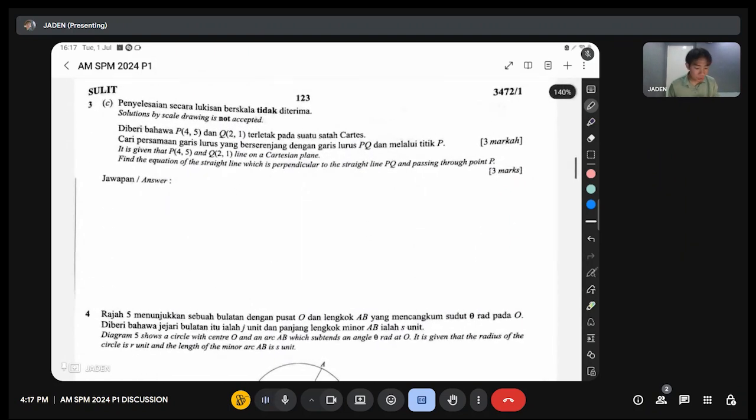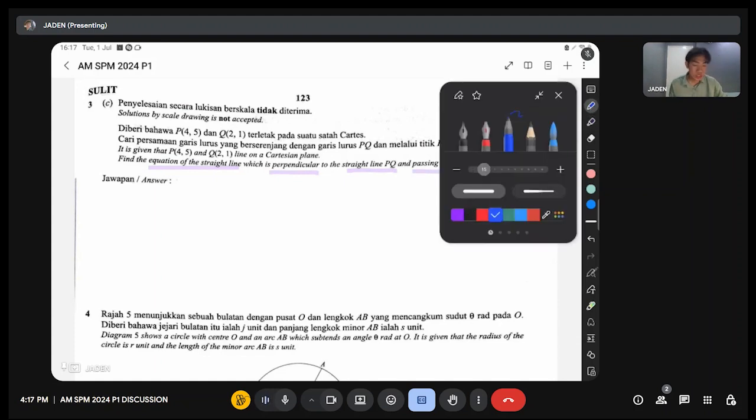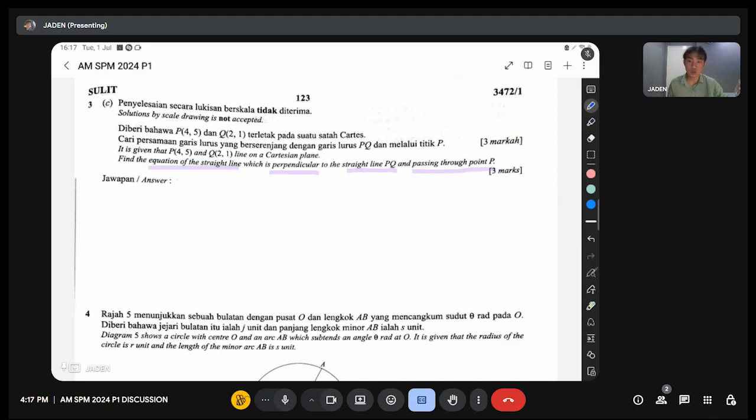All right, for question number 3, it is given that P is 4, 5 and Q is 2, 1, lies on a line on a Cartesian plane. Find the equation of straight line, which is perpendicular to the straight line PQ and passing through point P. Now, if you couldn't imagine the diagram, draw it out.